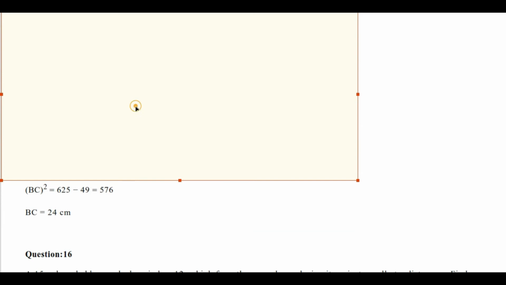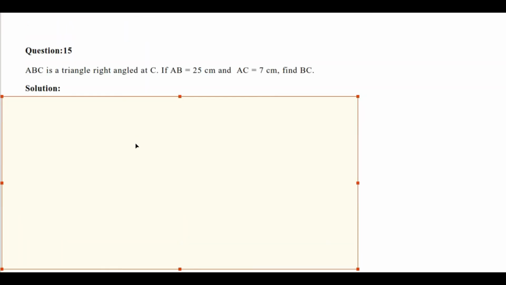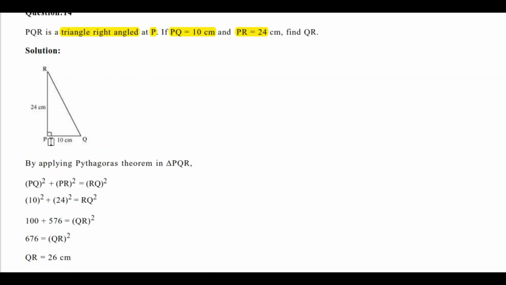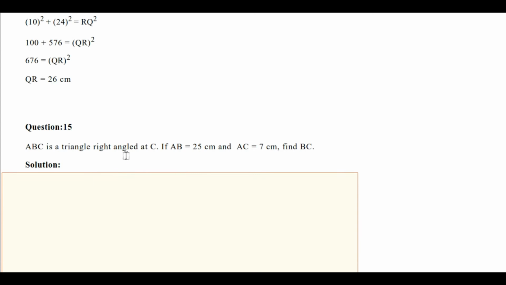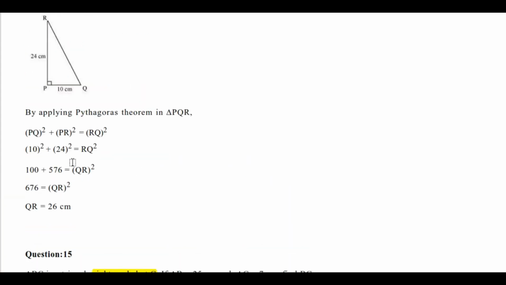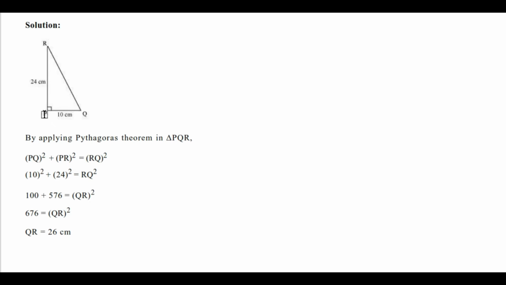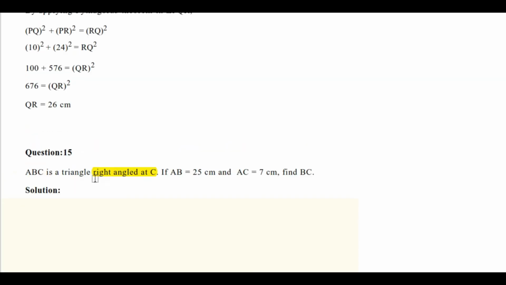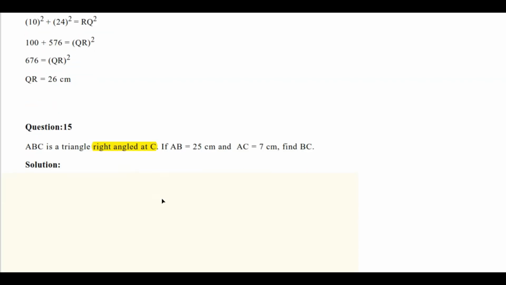Question number 2. In this, it is given that ABC is a triangle whose right angle is at C. Like here the right angle was at P, here the right angle is given at point C. So ABC is a right angle triangle whose right angle is at point C. So first we will draw the triangle like this and place point C here. After that you can place points A and B anywhere.